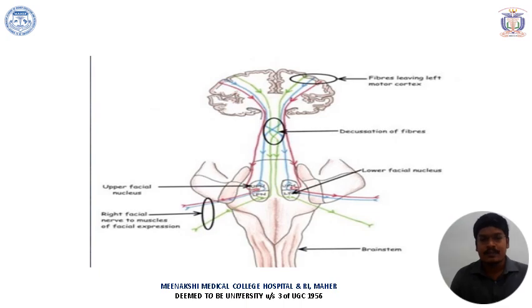So these are the fibers which arise from the precentral and postcentral cortex, pass down through the internal capsule, decussate at the level of the brainstem, and innervate the facial motor nucleus at the level of the pons.